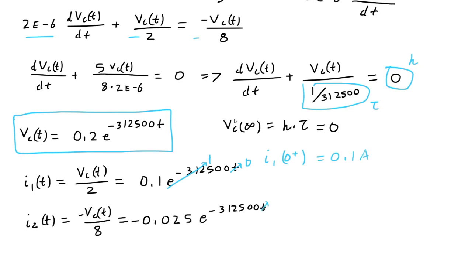We can do the same thing here. Set this to 0 or very close to 0. We're going to end up that I2(0+) equals minus 0.25 amps. And there we go. It's a little challenging whenever you get these multiple steps, but it's the same logic all the way through. Just be careful.